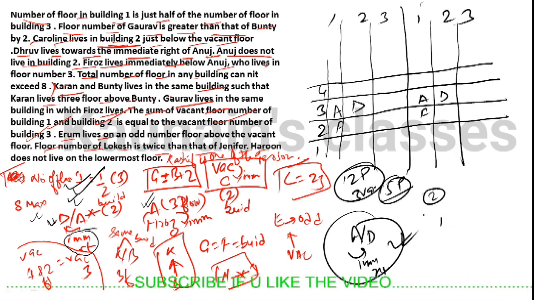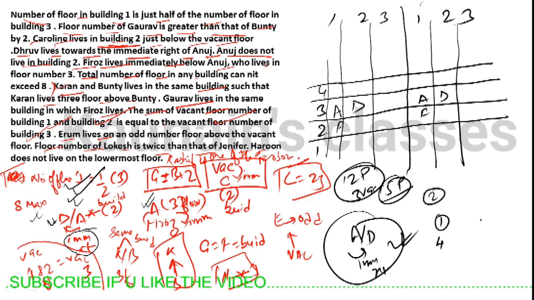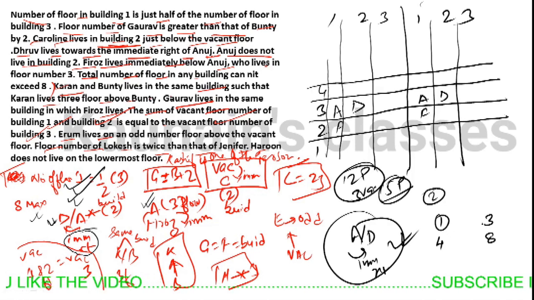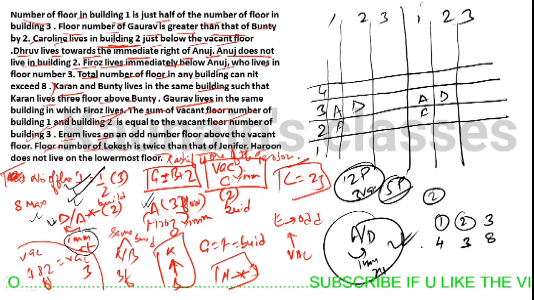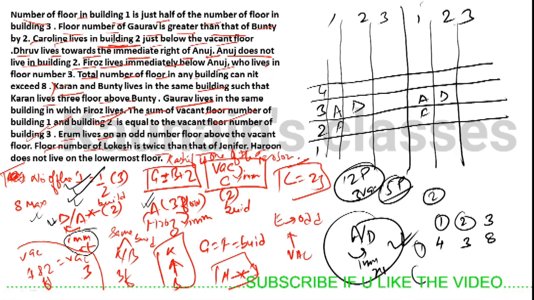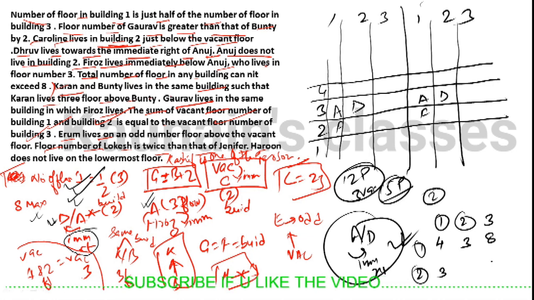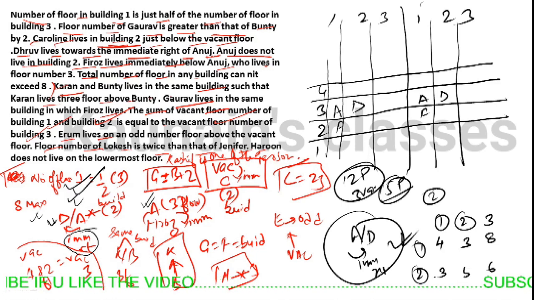First case would be in building 1 there is 4 floors. So in building 3 there would be 8 floors. 8 plus 4 is 12 places, and so in building 2 there would be 3 places. This is case number 1. What would be case number 2? Case number 2 would be building 1 has 3 floors, so building 3 has 6 floors. 6 plus 3 is 9, so building 2 will be having 5 floors. So these are the only 2 cases which will satisfy the hint.